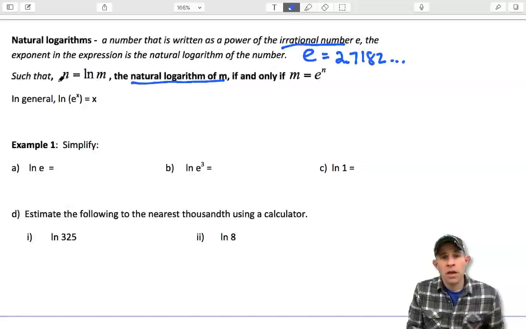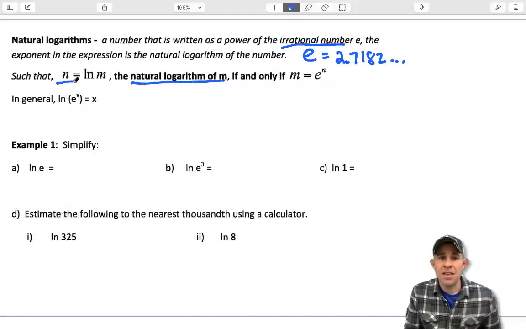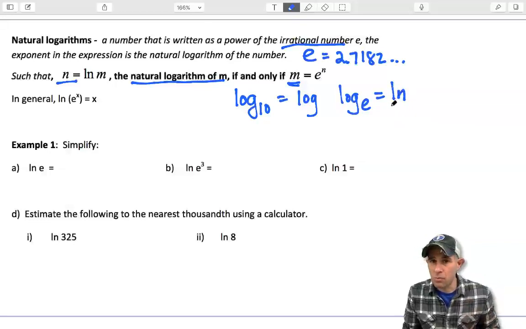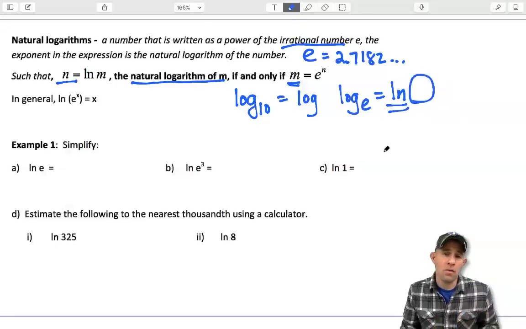So here we go. Let's jump into today's notes here. It says n is equal to the natural log of m if and only if m is equal to e to the nth power. So we've seen this terminology, log base 10 was equal to just simply log. Well, today, log base e is going to be equal to this shortened abbreviation of ln. This represents the natural log. In other words, we're going to be finding the power we raise e to in order to get whatever that power is.